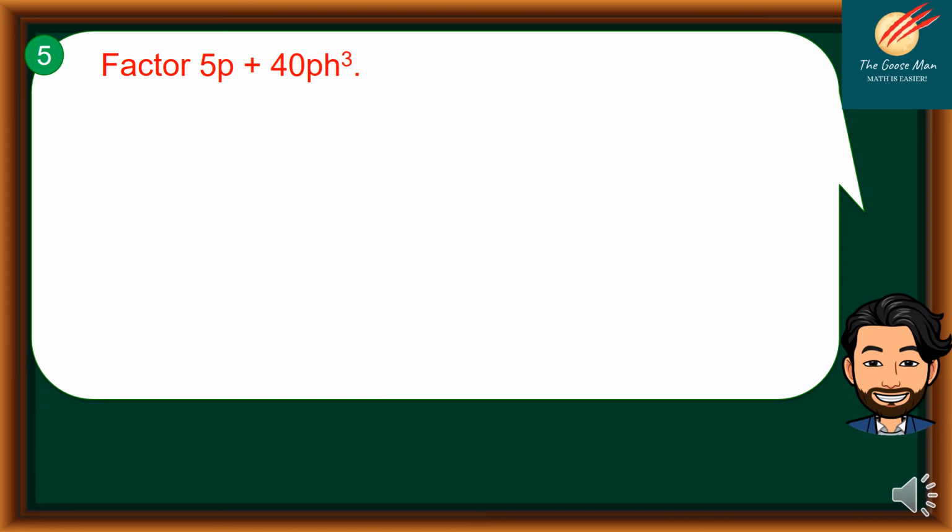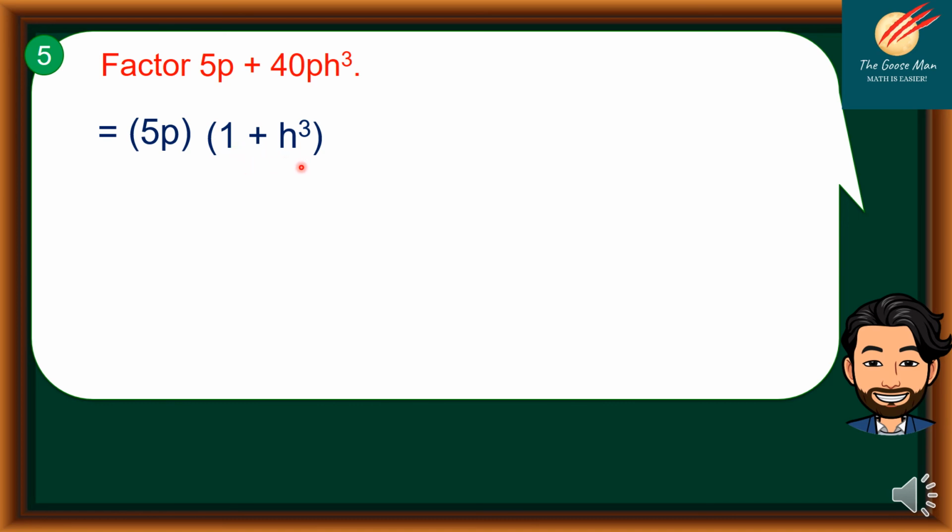Let's move on to problem number 5. Factor 5p plus 40ph to the 3rd power. Observe that we can factor this one using the greatest common factor. What we have here is simply 5 times p as the greatest common factor. Therefore, 5p divided by 5p is equal to 1, and 40ph cubed divided by 5p is equal to 8h cubed. Notice this is the sum of two cubes.